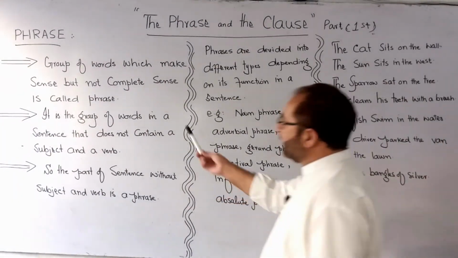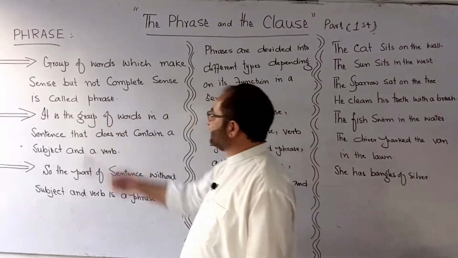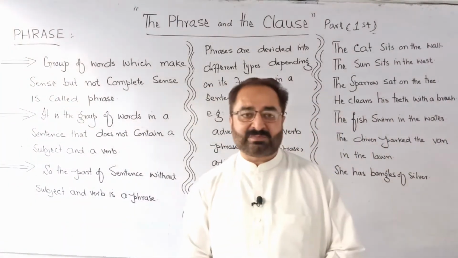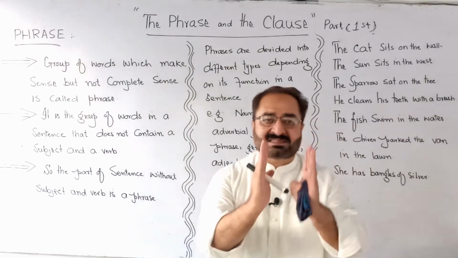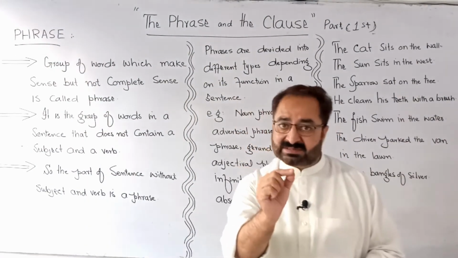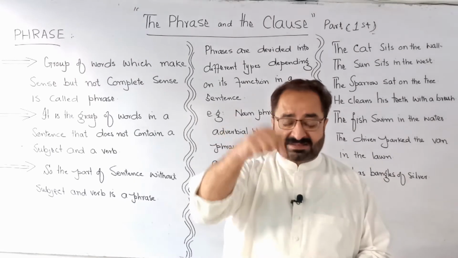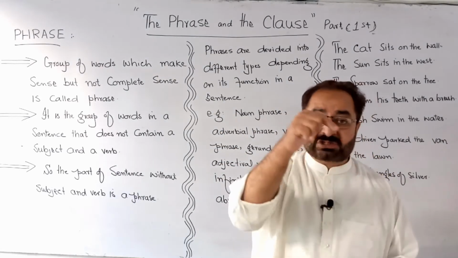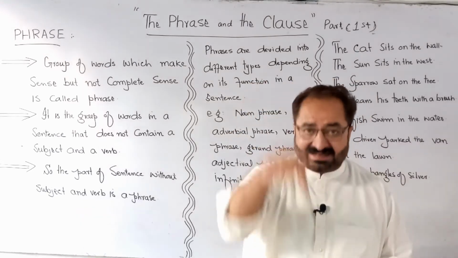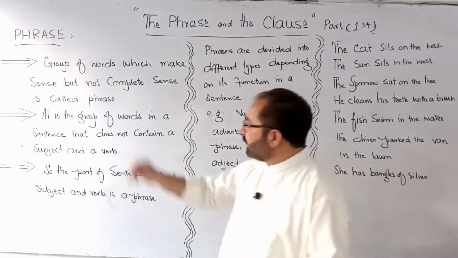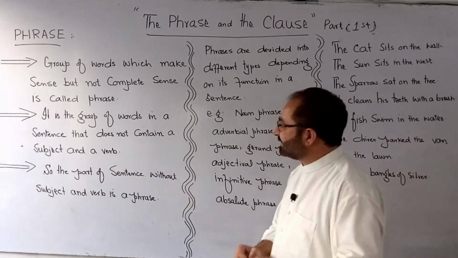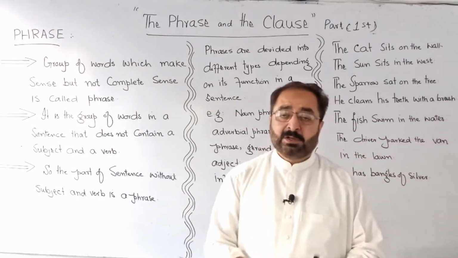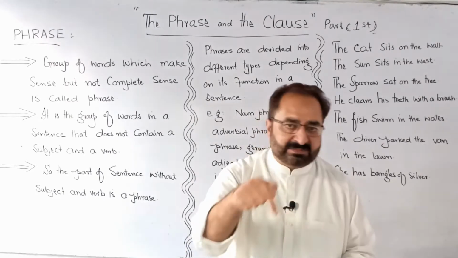Dear friends, a group of words which make sense but not complete sense is called a phrase. What does it mean by group of words in the same sentence? Group of words means that this group of words is not out of a sentence; you're talking about a group of words in a sentence, which makes sense, which has meaning, but not the complete meaning.